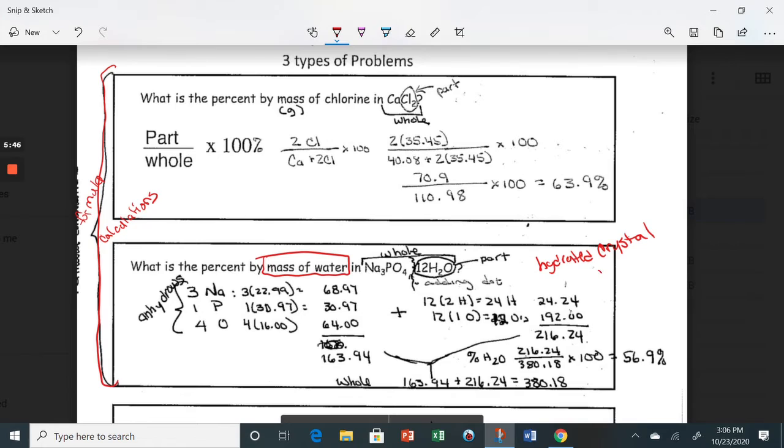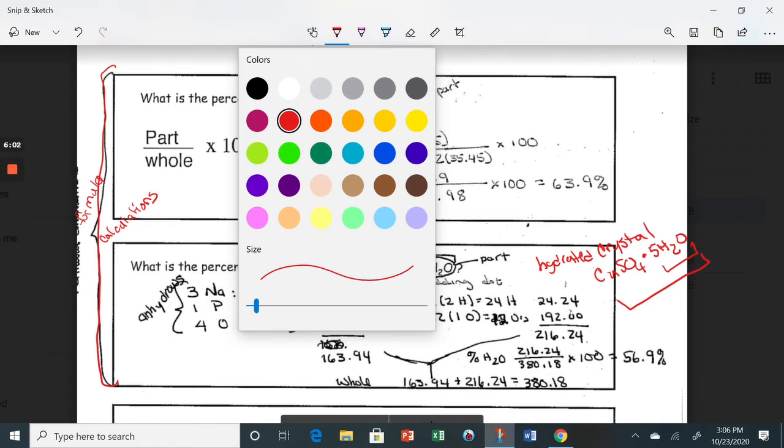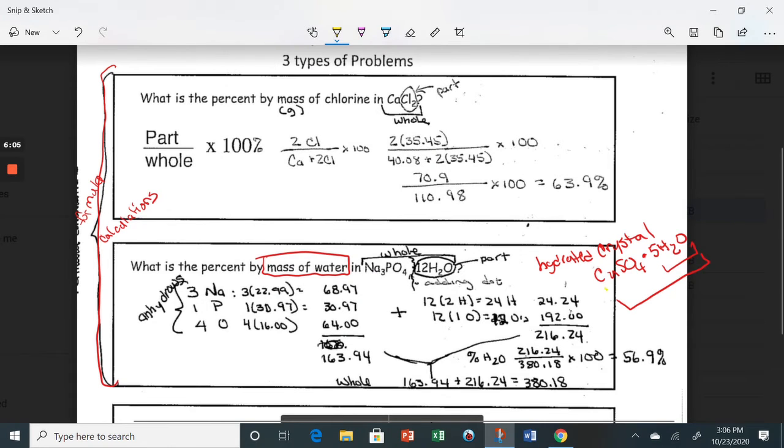Remember the one that we talked about on the previous page was this one? That's a hydrated crystal, right? This is the water part. This is the whole part. Let me change my color here. This part is the anhydrous part. Okay, so this is the anhydrous. I'm going to change the water part to a blue underline. This is the water part. And then this is the whole.